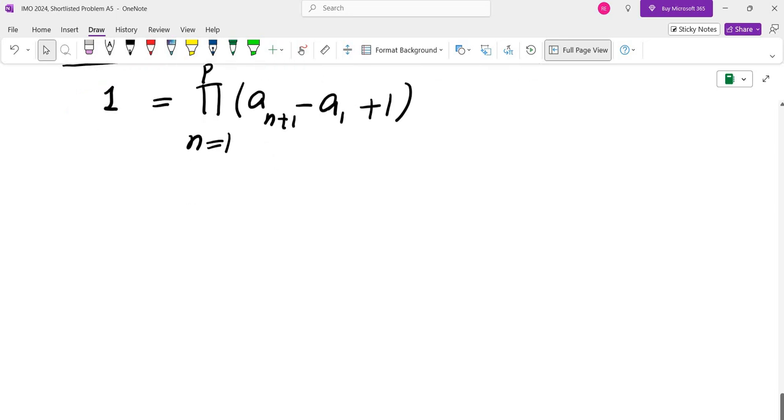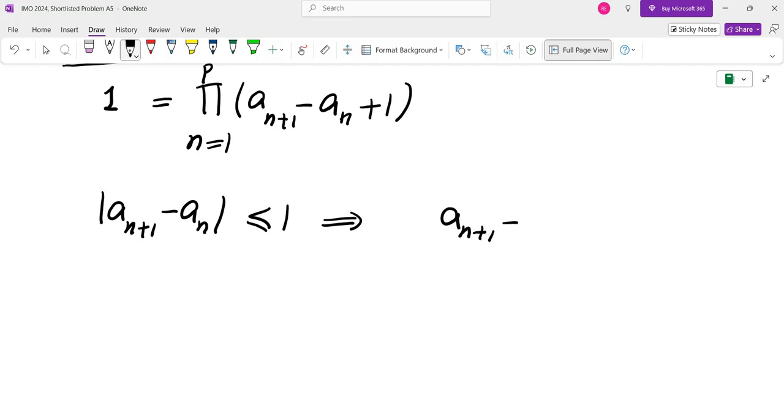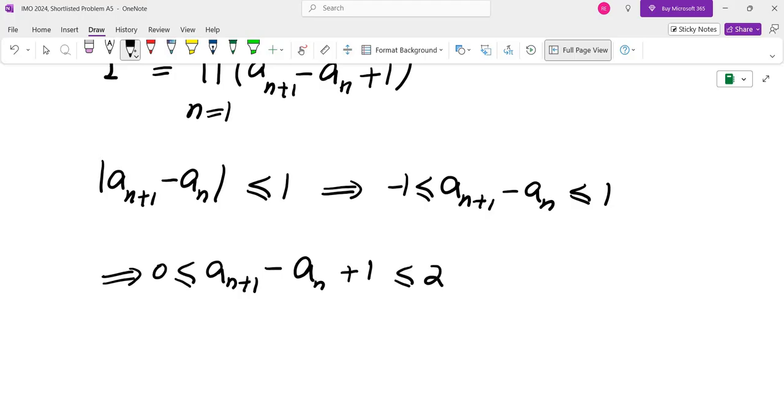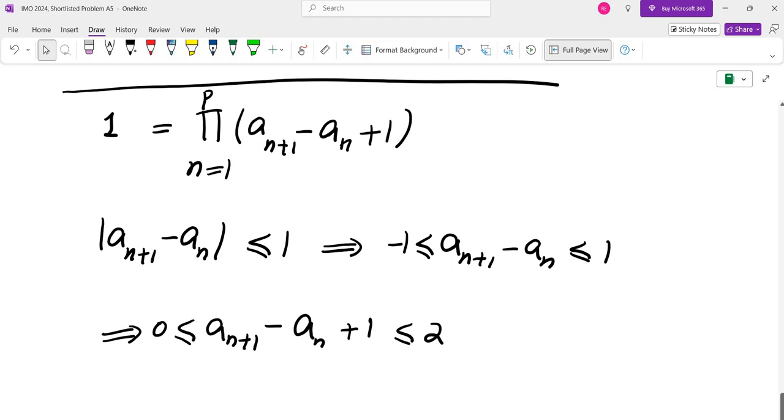The condition was that a_{n+1} - a_n is in fact less than or equal to 1. So if I look at a_{n+1} - a_n, this is between negative 1 and 1, which means if I add 1, a_{n+1} - a_n + 1 is going to be between 0 and 2. But the product of these is 1.